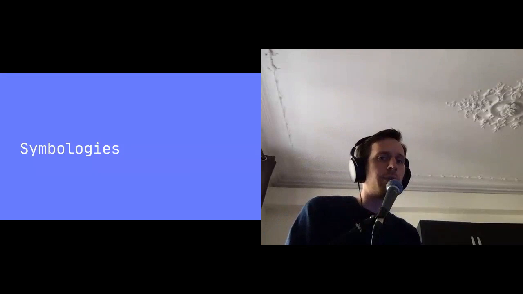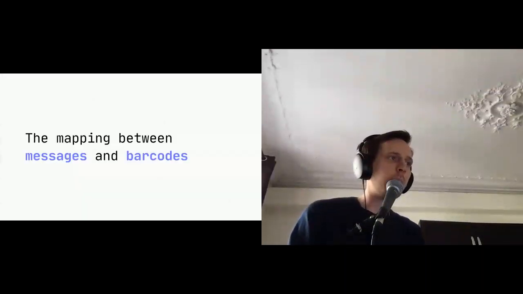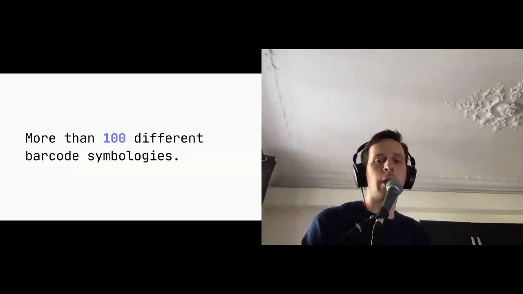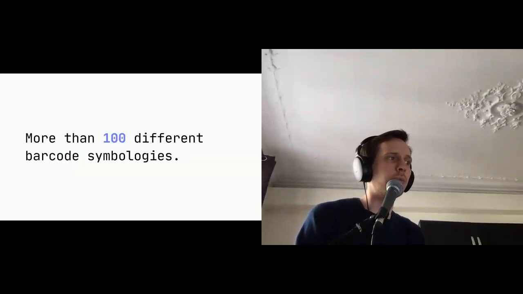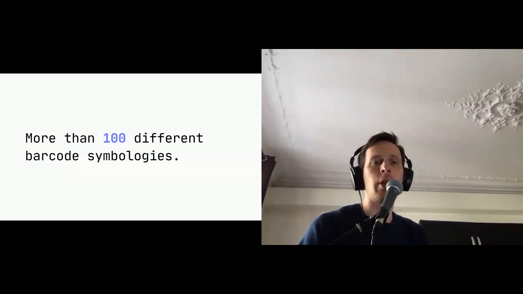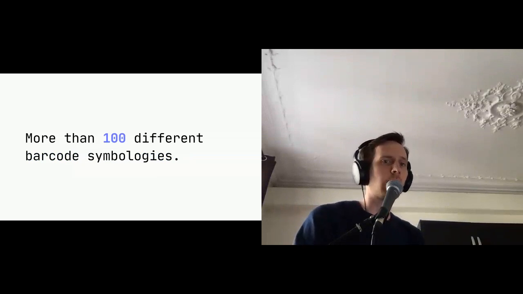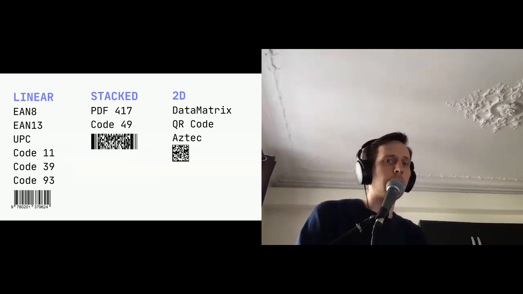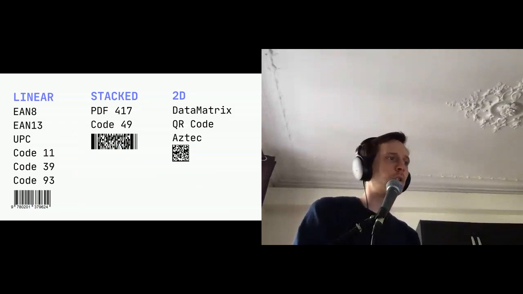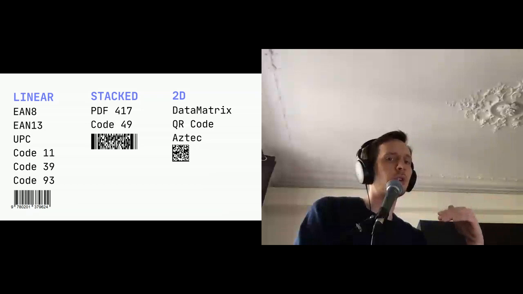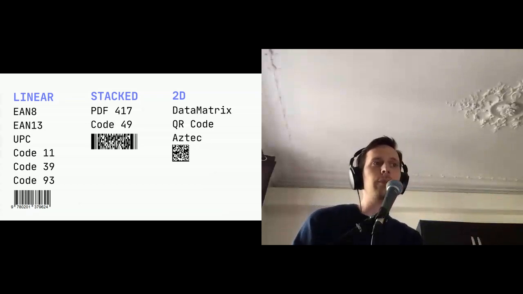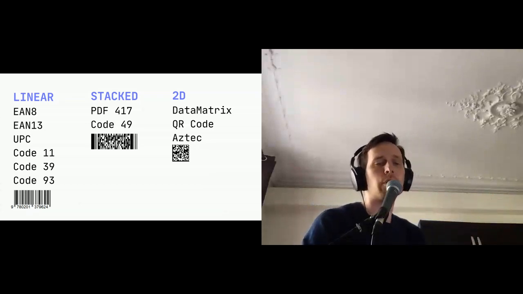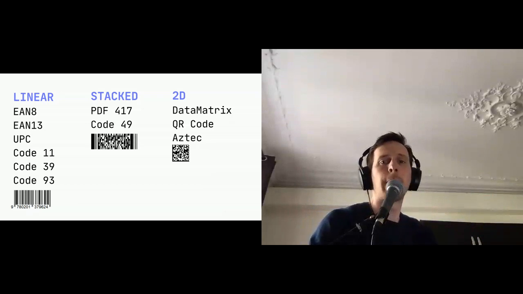Symbology is the system of symbols used to encode or decode a barcode. Basically, it's the mapping between messages and barcodes. There are more than 100 different barcode symbologies at the moment. And I'm not sure about how to categorize symbologies. I found different classification systems online, but I would consider 3 types: linear, stacked, which means many linear codes above each other, and 2D, like the Aztec code for train tickets in France.